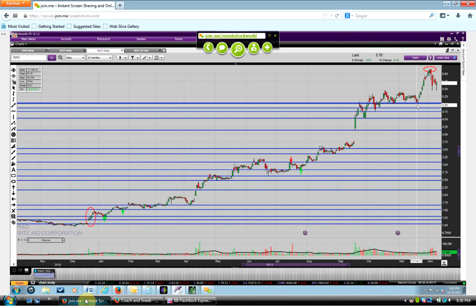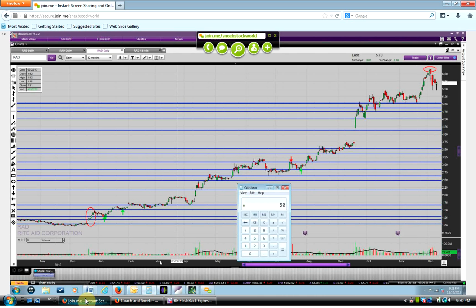How many shares do I have right now? 508. If I were to stop out today, I would have $2,560.32 plus the 526.41 left over from the last profit that I didn't put back into it.